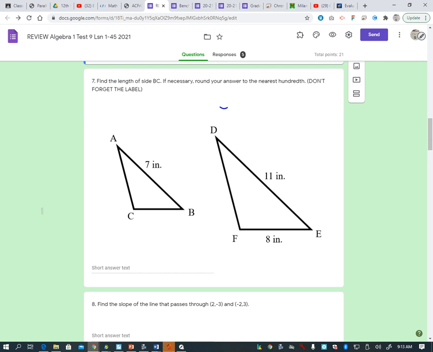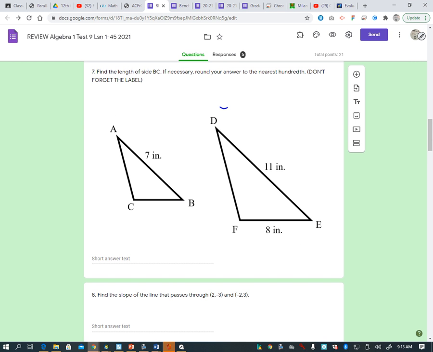Okay. 7, find the length of side BC. If necessary, round your answer to the nearest hundredth. Don't forget to label. Is this one we need to see? Yes? Okay. What is a proportion? Add up all sides. That's perimeter. Proportion. Multiply length into Nope, that's area of a rectangle. The ratios that are equal to each other. Two ratios that are equal to each other. Okay?